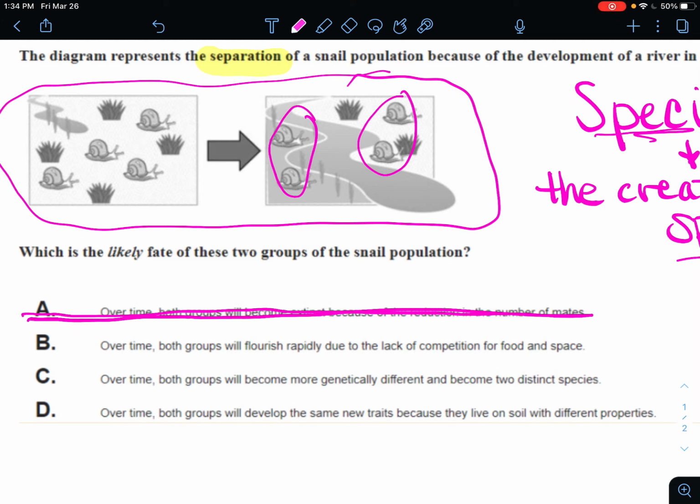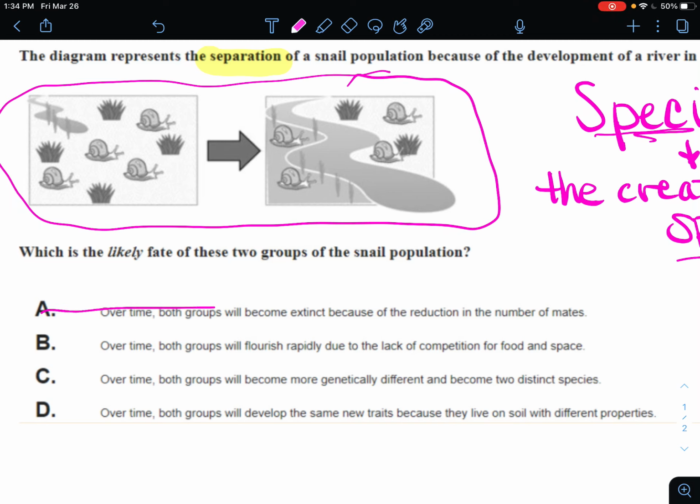B says over time, both groups will flourish rapidly due to the lack of competition for food and space. Now again here, that doesn't really have anything to do with speciation. Perhaps, and we don't really have enough information to really say that. Looking at that picture, how do we know if there is lack of competition for food and space? We don't really know that for sure. There's still going to be competition.